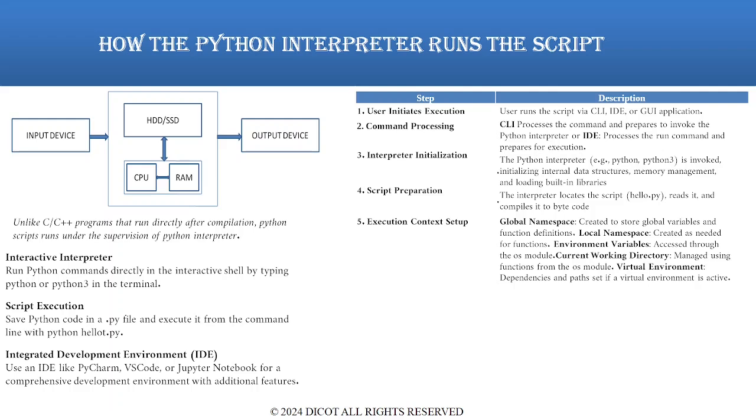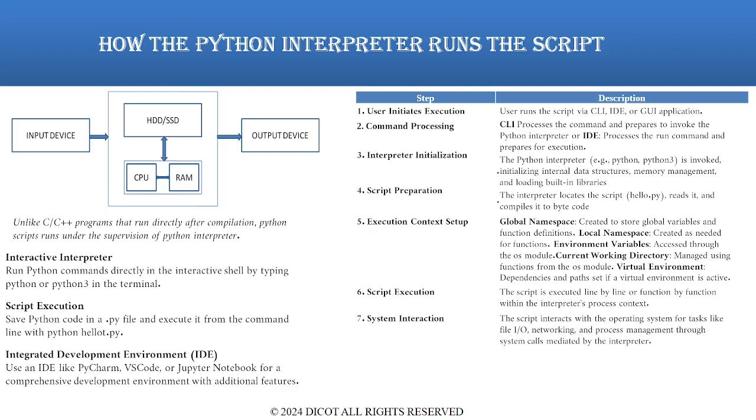Step 6. Script execution. The script is executed line by line or function by function within the interpreter's process context. Step 7. System interaction. The script interacts with the operating system for tasks like file I/O, networking, and process management through system calls mediated by the interpreter.